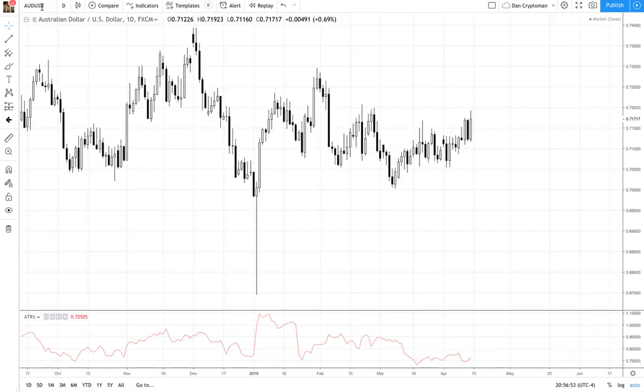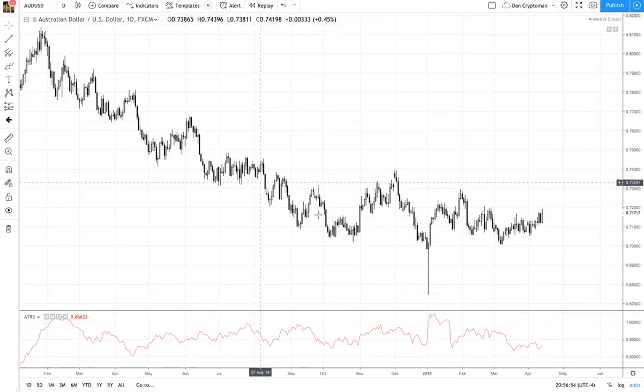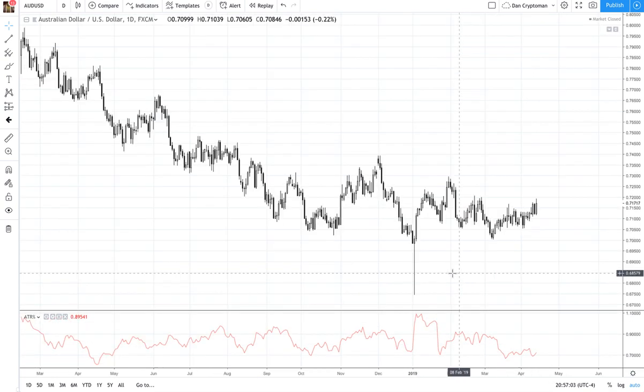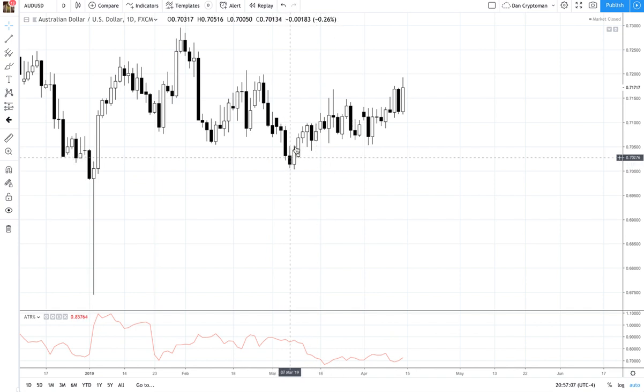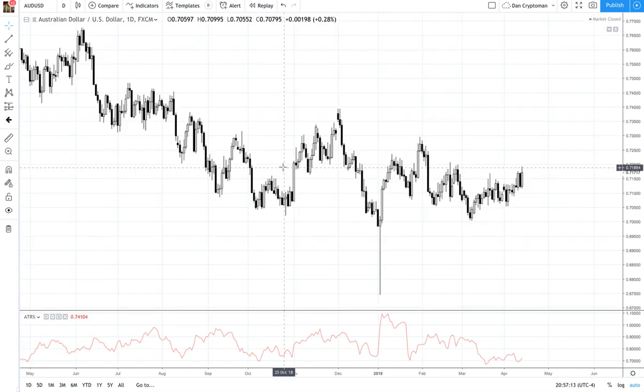AUD USD, because I'm Australian. You can see after the flash crash we had here, we've been working off that volatility in a sideways movement. This has been the exact same thing, an awful sideways period. Very few edges. I would be standing aside from AUD USD this week unless you're an intraday trader.